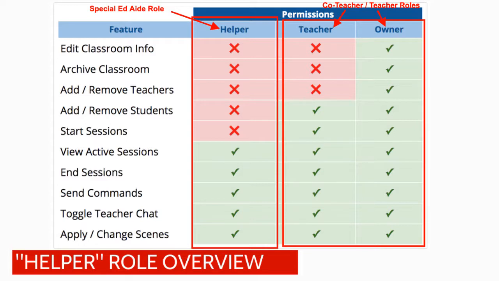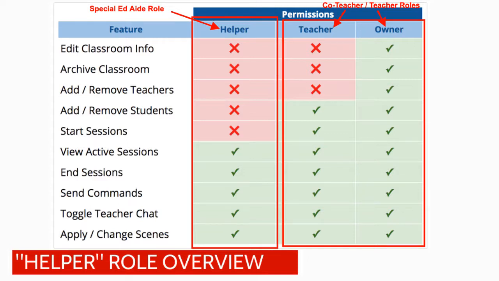They can view active sessions. You can end the entire session for the course, so it's important that you talk to your teacher about the ability for you to do this and whether that's appropriate or not. You can send commands individually or as a class to students in a GoGuardian session. You can toggle on and off the teacher chat to communicate via text for students in GoGuardian.